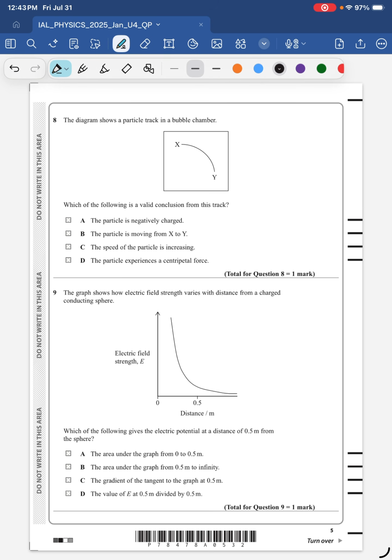And then D, the particle experiences a centripetal force. That's the correct answer because it moves in a circle. So it bends because it has some charge and it's inside the magnetic field.